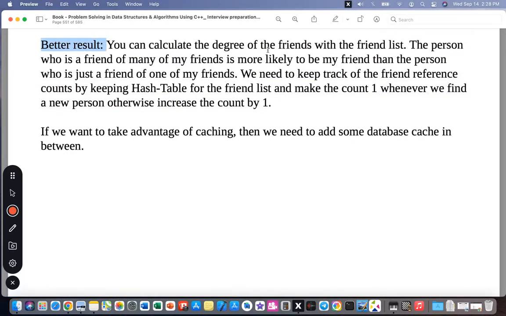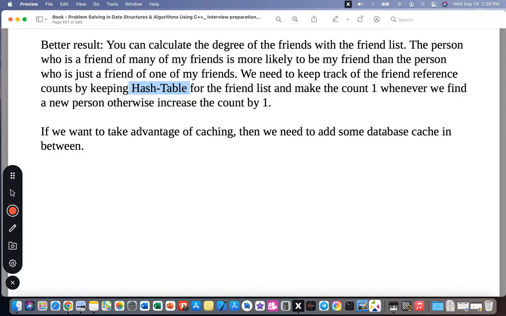Better result: you can calculate the degree of the friends with the friend list. The person who is a friend of many of my friends is more likely to be my friend than the person who is just a friend of one of my friends. If we have more people in common, this increases the possibility. We need to keep track of the friend reference counts by keeping a hash table for the friend list and make the count one whenever we find a new person, otherwise increase the count by one. So we have a hash table that shows those friends with more common friends.